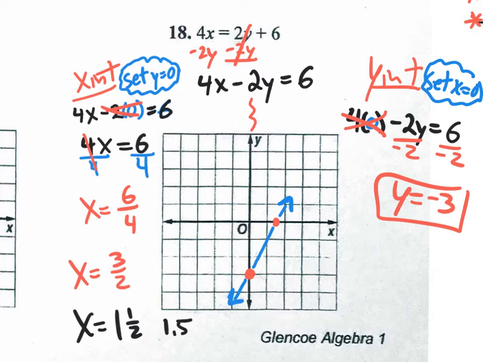So don't get freaked out with fractions. When you're doing a standard form equation, you don't want fractions. But if you end up with a fraction for an x-intercept, that's fine. You could turn it into a decimal and just go halfway if it's a 0.5.